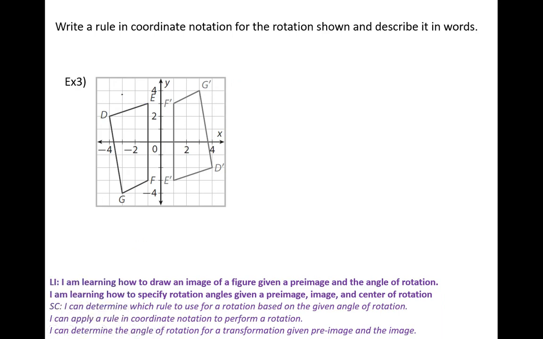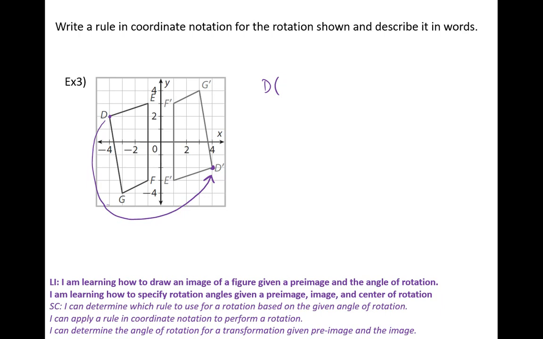To write the rule, there's a couple ways we can go about it. We're going to start with our pre-image, which is this one on the left, and I'm going to just pick a point. I'm going to pick D. And we know it's a rotation, so I want to write the rule for a rotation. So I'm going to do counterclockwise as my direction because that's our default. So D is going to turn into D prime. So those are the 2 points I want to compare.